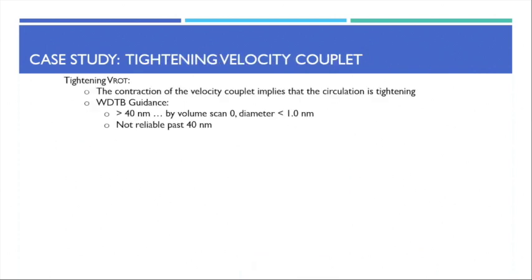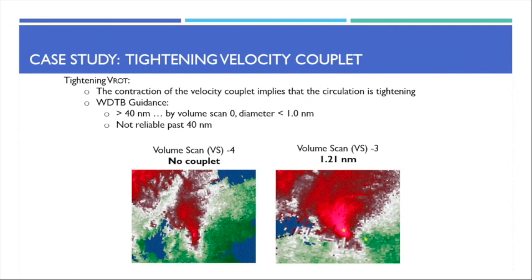So moving on to a tightening velocity couplet, essentially that's just how the diameter of that VROT changes over time. And that's typically only used for cells that are less than 40 nautical miles, because past 40 nautical miles, the radar beam width gets so large that the resolution isn't good enough to be able to discern the diameter accurately. So going through the volume scans, as I said, volume scan -4, which is shown as VS going into the future, there are no couplets and no diameters measured.